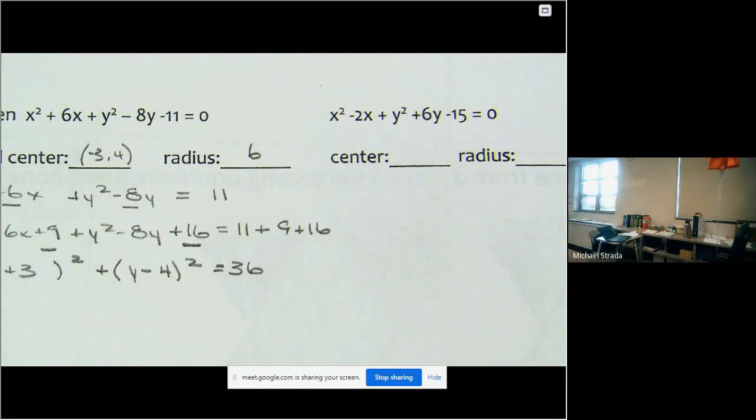We will have a quiz on Friday on circles and parabolas. We'll start parabolas tomorrow.